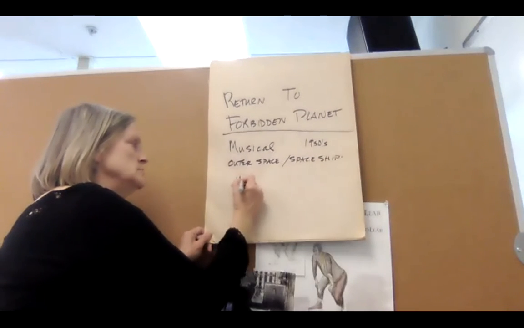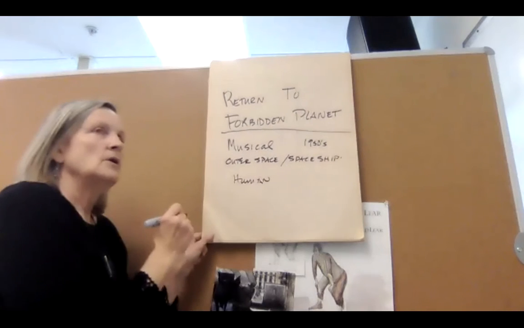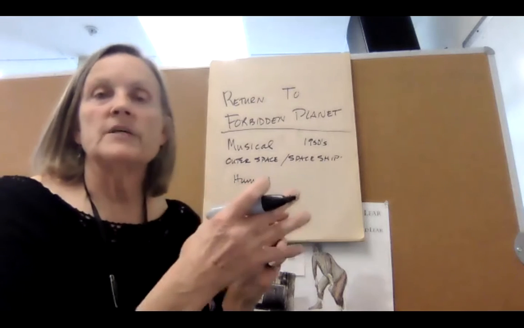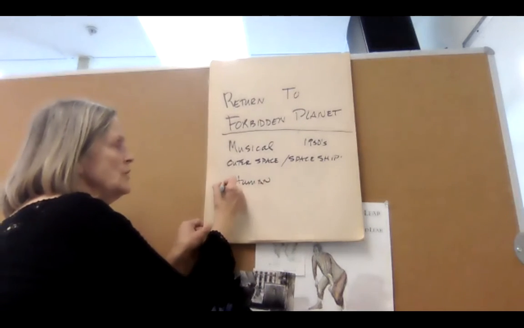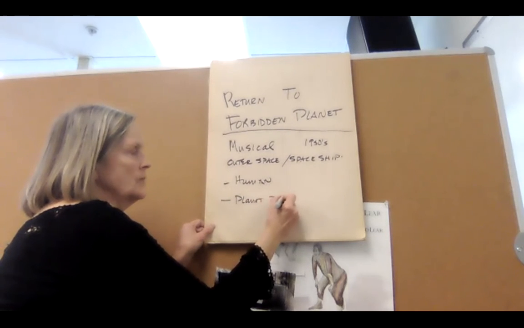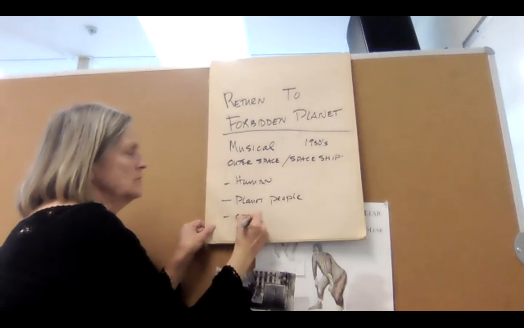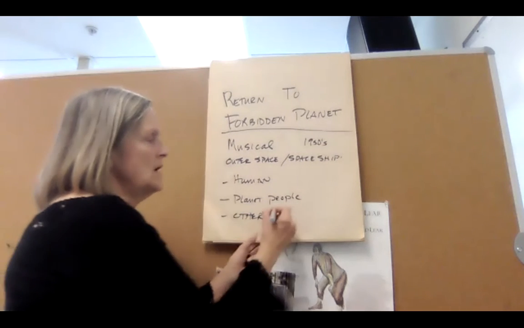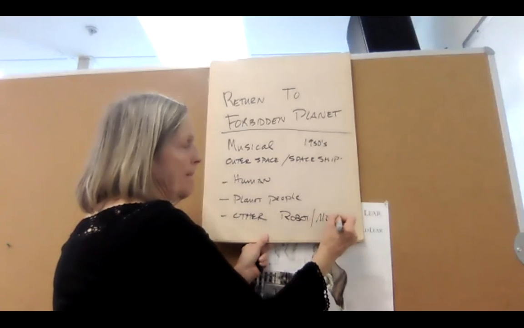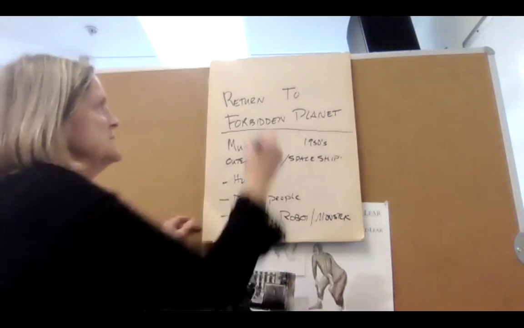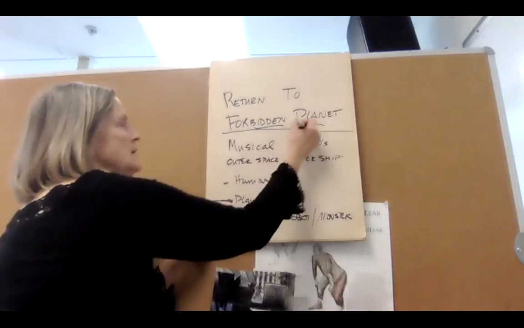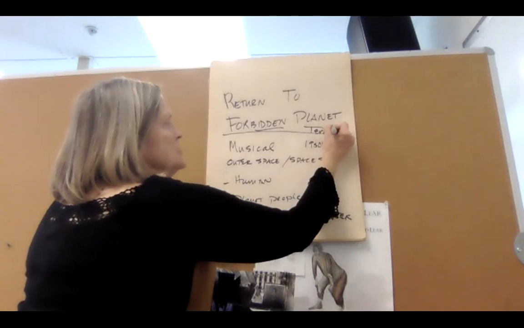So there are humans. It's roughly based on The Tempest. So when the humans land on this planet, there are the planet people. And then we have the other. And in this particular play, we have a robot and a monster. And as I said, it's based on Forbidden Planet. That's this one. They're returning to the Forbidden Planet. And it's based on The Tempest, which is also a Shakespeare play.